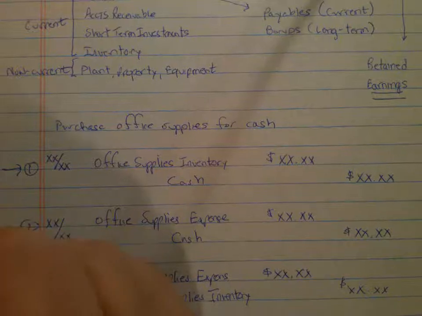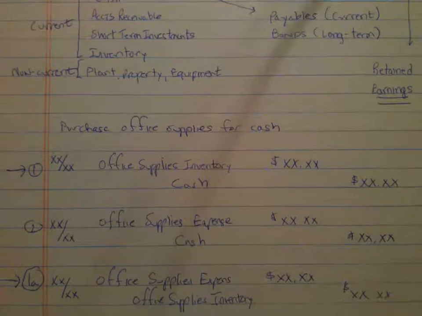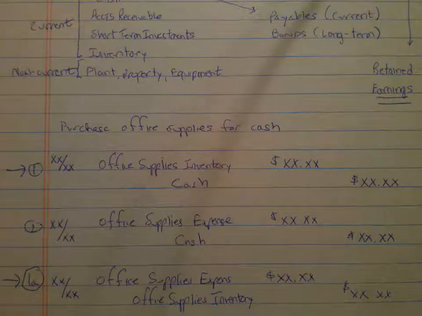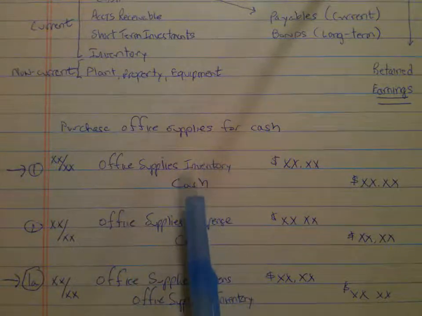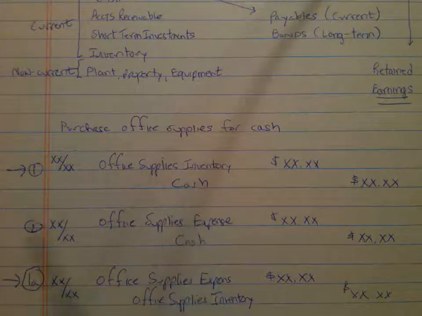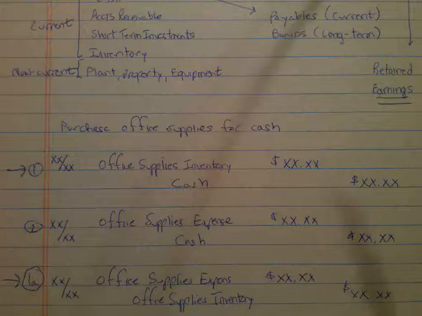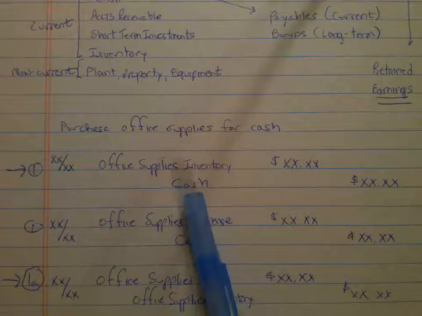This method here is only used if office supplies are immaterial. They're just not that big a deal. We don't have that much of them. If it's material enough, you really need to do the accounting correctly, which is to debit office supplies inventory and then credit cash. The other option is you can, instead of paying cash for it, purchase it on credit or on account. And that would mean that instead of crediting cash, we would credit accounts payable.